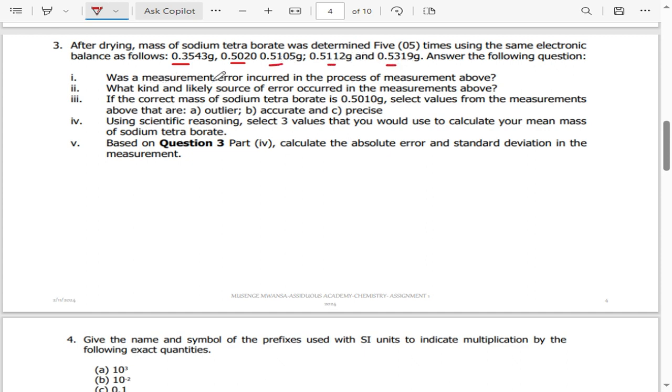Was a measurement error incurred in the process of measurement above or not? Now look at these values. The first one is 0.35. The next one is 0.5. The next one is 0.51. The next one is 0.53. So there is actually an error here. Why? Look at this one. At least this one, this one, this one, they are all 0.5. But this one is very far away from the rest, meaning that there was actually a measurement error incurred somewhere. So there was a problem for this person to find 0.3 if the others are finding 0.5.